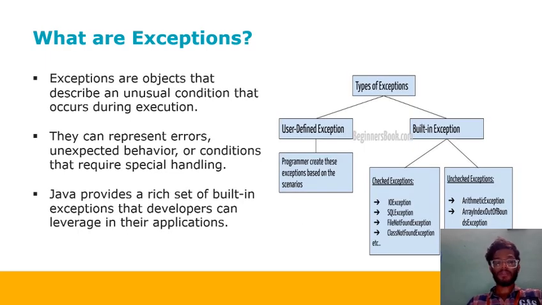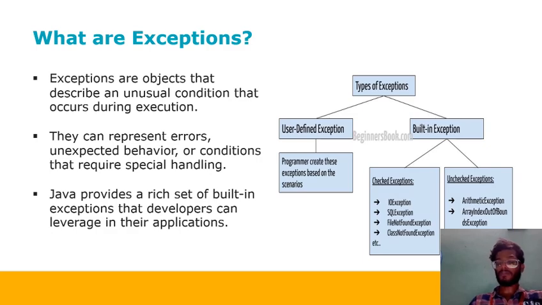So exceptions are objects that describe an unusual condition that occurs during execution. They can represent errors, unexpected behavior, or conditions that require special handling. So Java provides a rich set of built-in exceptions that developers can leverage in their applications. So there are two types of exceptions we have mainly. First one is user-defined exceptions. Second one is built-in exceptions.